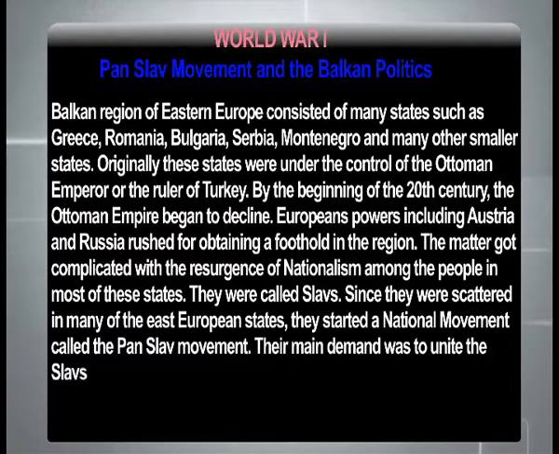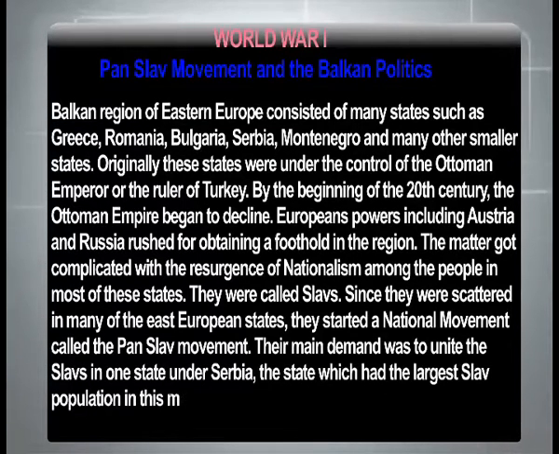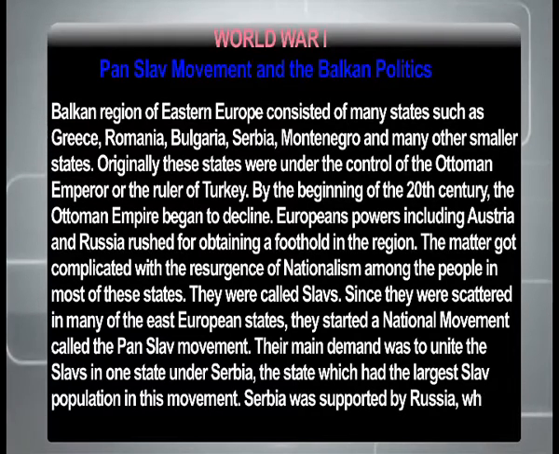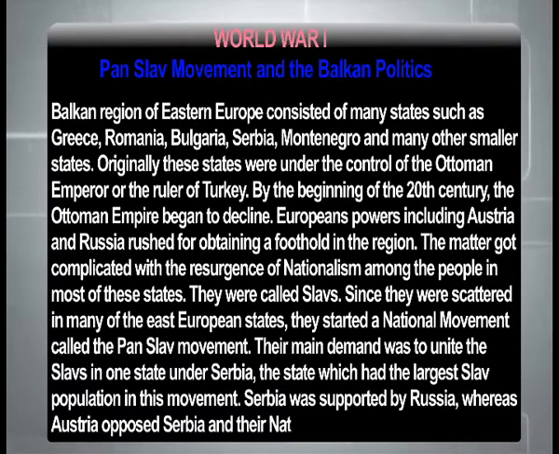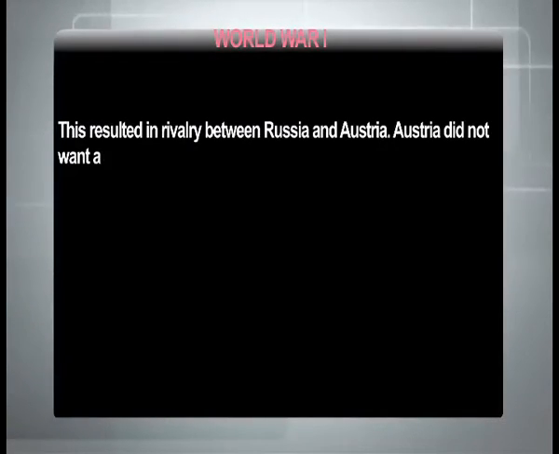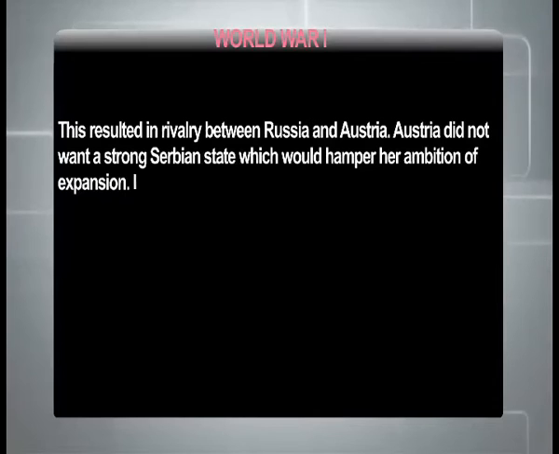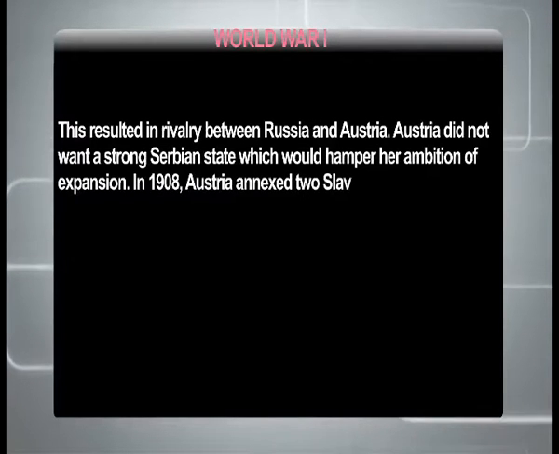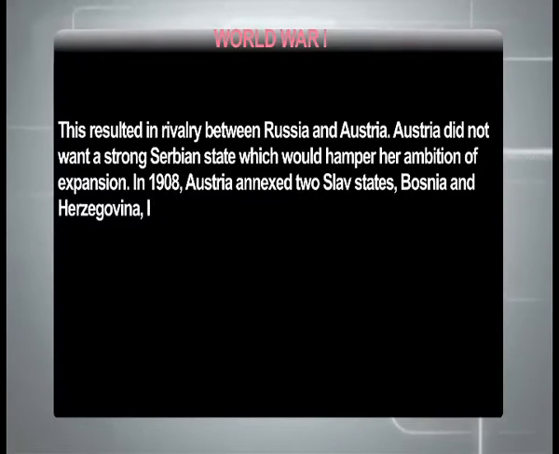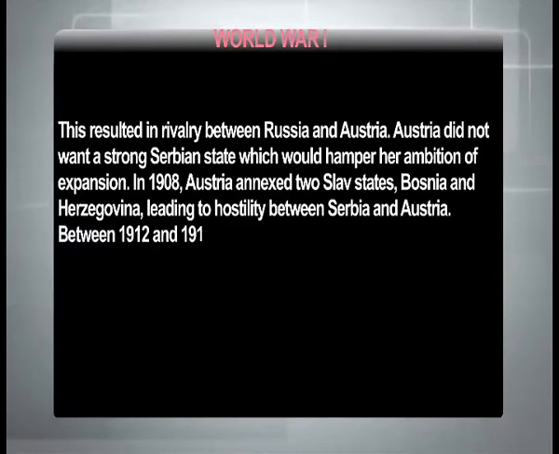Their main demand was to unite the Slavs in one state under Serbia, the state which had the largest Slav population in this movement. Serbia was supported by Russia, whereas Austria opposed Serbia and the national movement. This resulted in rivalry between Russia and Austria. Austria did not want a strong Serbian state, which would hamper her ambition of expansion. In 1908, Austria annexed two Slav states, Bosnia and Herzegovina, leading to hostility between Serbia and Austria.